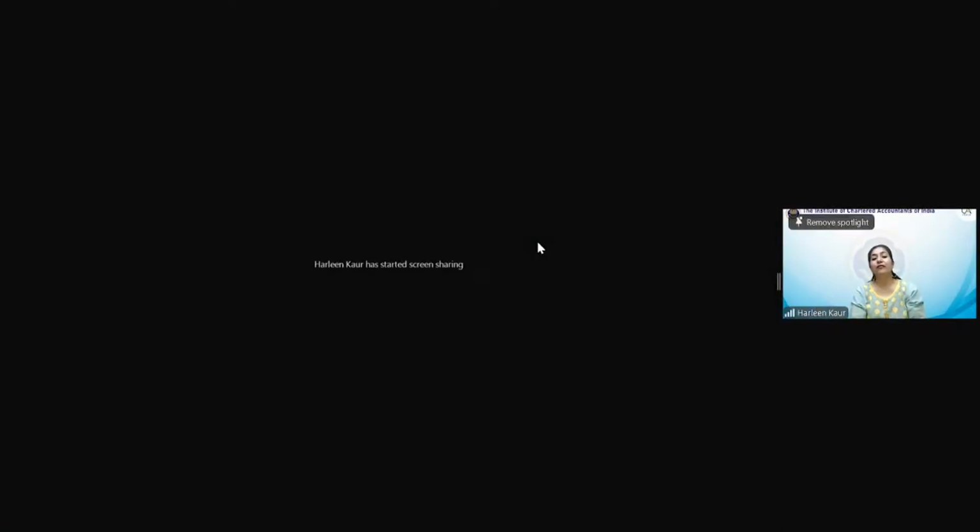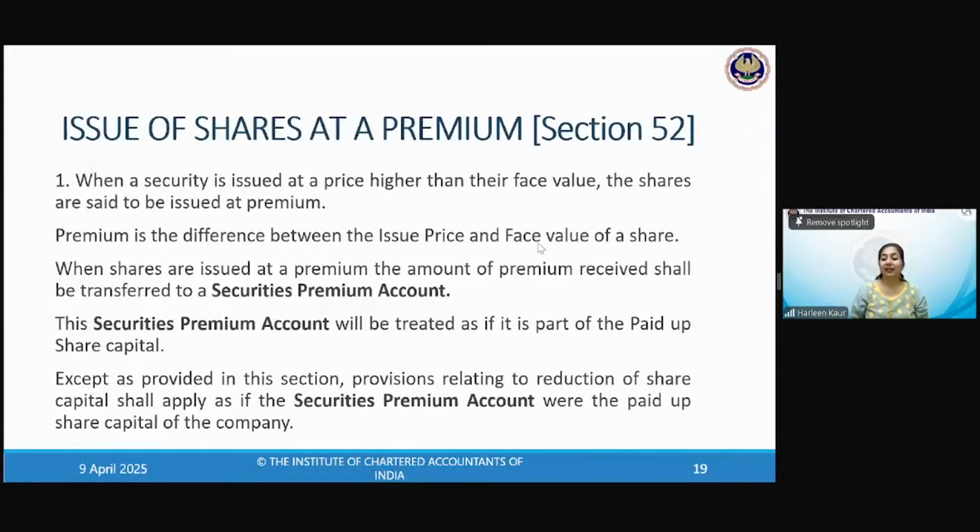Let's move ahead to a very interesting topic. Again, a topic which is your favorite as far as your accounts is concerned. Now, this topic is covered in advanced accounting also. Recently, in examinations, you have got a question in the advanced accounts paper. That is, how will you utilize your security premium amount?